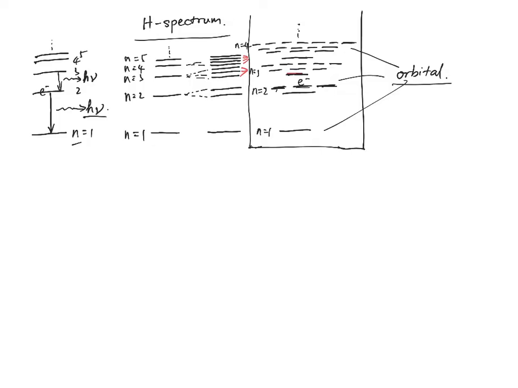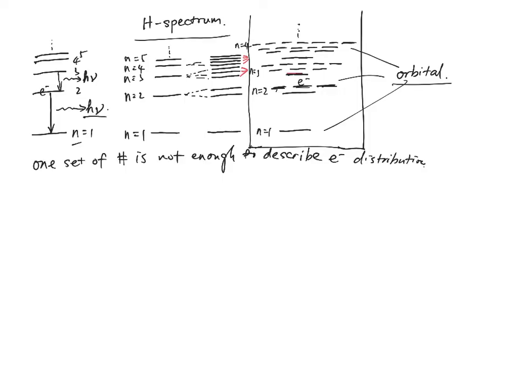So one set of numbers is not enough to describe electron distribution. And that's why we start to use more sets of numbers.